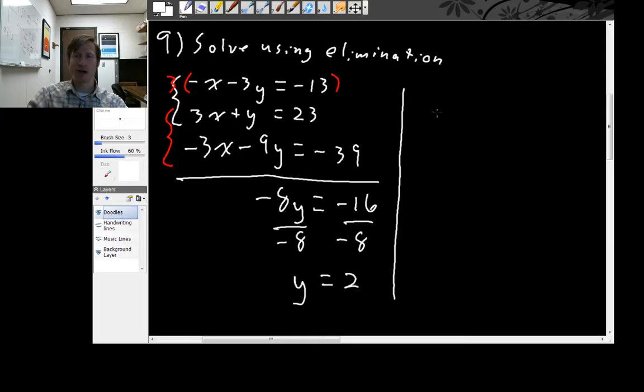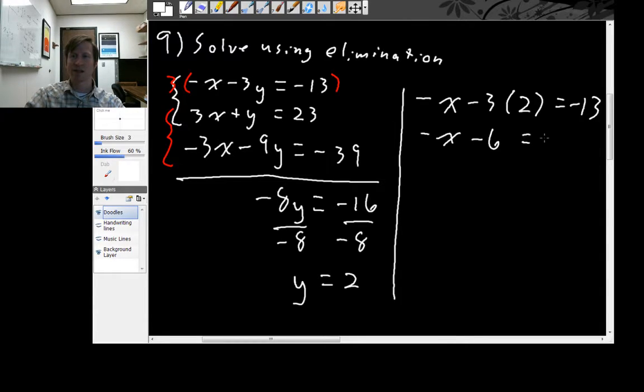Now that we know y, we can go back and find x. We can use either equation to find x. It looks like this first equation is going to be a little bit easier to find x. So negative x minus 3 times y. We now know that y is 2, so let's put that in there, equals negative 13. And then solve this for x. So negative x minus 6 equals negative 13.